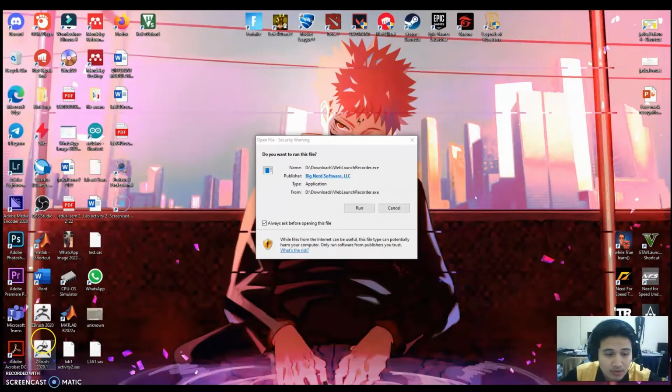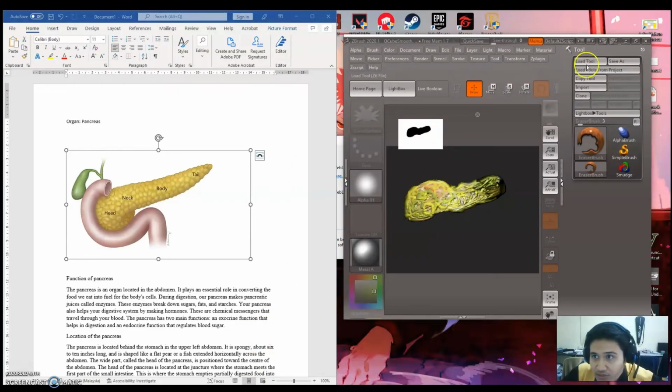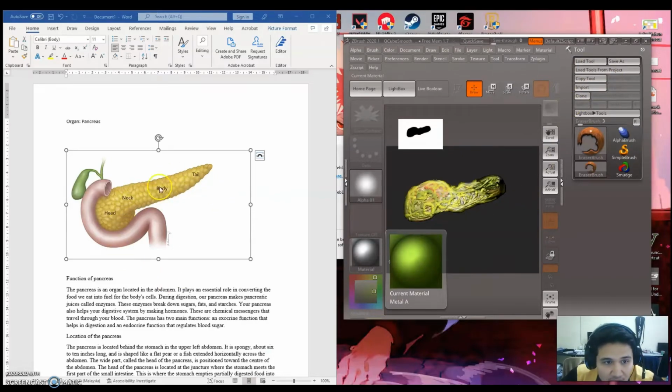Assalamualaikum to the lecturer. My name is Muhammad Shafirul Mazanuri. My matrix number is D190061. I am from group 3. I will present about my organ, which is the pancreas. So basically what I've done in ZBrush is this one, as referred to in this picture.